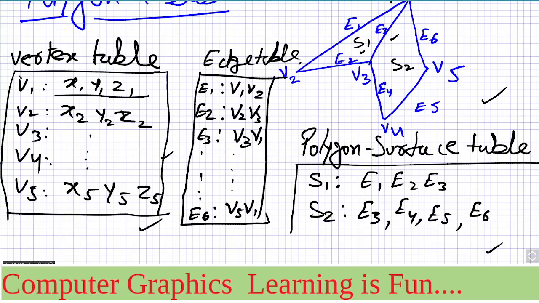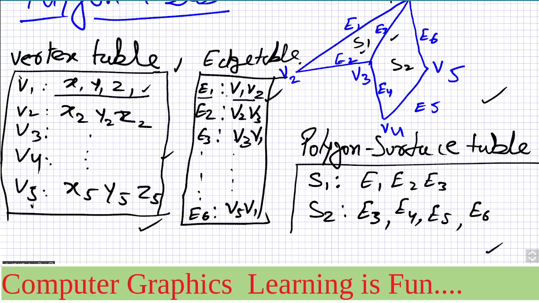So first of all, what you did, you kept the information of vertices, vertex V1 through V5, all the vertices in terms of their x, y and z coordinates, and then you wrote down the edges, all the edges with their vertex combinations, as E1 is between V1 V2.